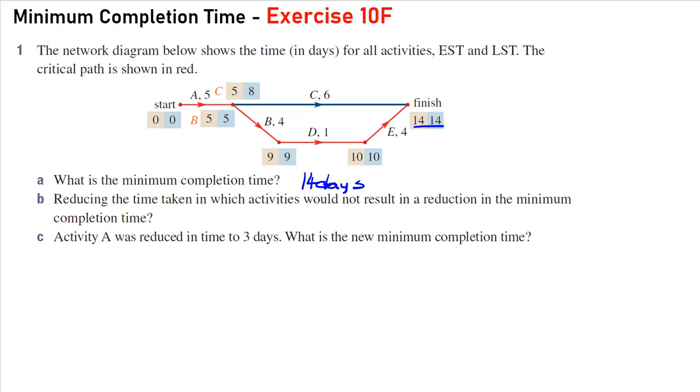That would be in days, so that would be 14 days to complete. Part B, reducing the time taken in which activity would not result in a reduction in the minimum time. So what we're looking for, anything on the critical path, if we reduced any of these project times, so if we reduced activity A, activity B, activity D or E, it would in fact reduce the completion time for the project, because the critical path is kind of the path that takes the maximum amount of time to get from the start to the finish.